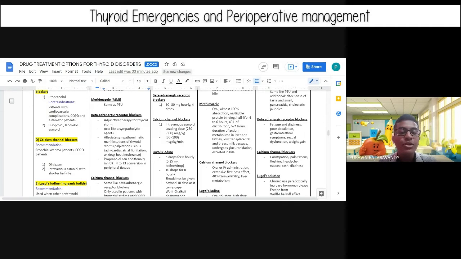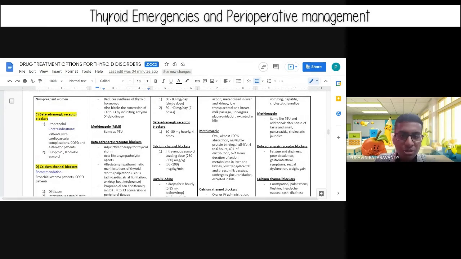Because it acts like a sympatholytic agent, which means these drugs reduce the sympathomimetic manifestations of thyroid storm, like palpitations, sinus tachycardias, atrial fibrillation, anxiety, heat intolerance, and many more. Only propranolol from this class can additionally inhibit the conversion of thyroxine to triiodothyronine in peripheral tissues. So beta adrenergic receptor blockers cannot cure the thyroid storm, but they can reduce or even diminish the signs and symptoms, or the clinical manifestations, of thyroid storm.